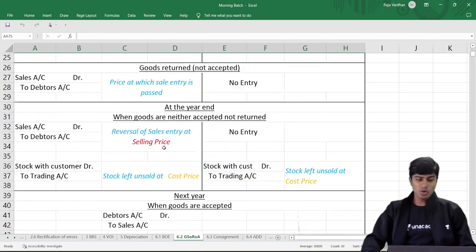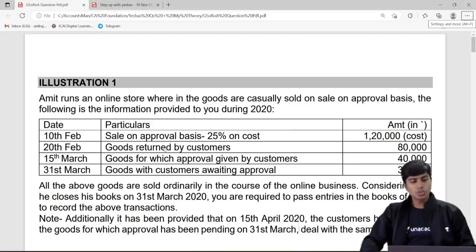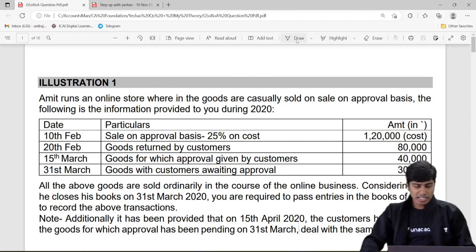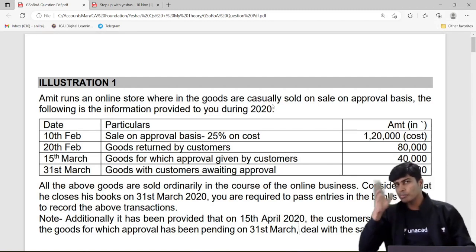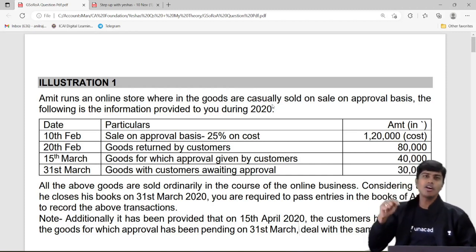So we are now going to start with question number 1 from our material. Question number 1 is a question wherein Amit runs an online store wherein goods are casually sold on approval basis. Casually. So remember case 1: casually, when the goods are sent on return or approval, we record it in the normal sales book, record it as a normal sales entry and close it.